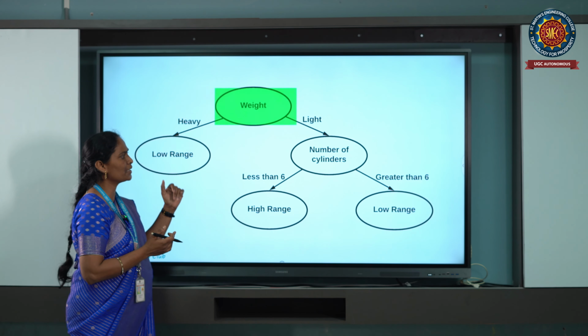Here we can divide the cars into two groups, heavy weight and light weight. If it is heavy weight, we can say it is a low range car, and if it is light weight, we can say it is a high range car. By this we can observe the low range and high range of the weights.